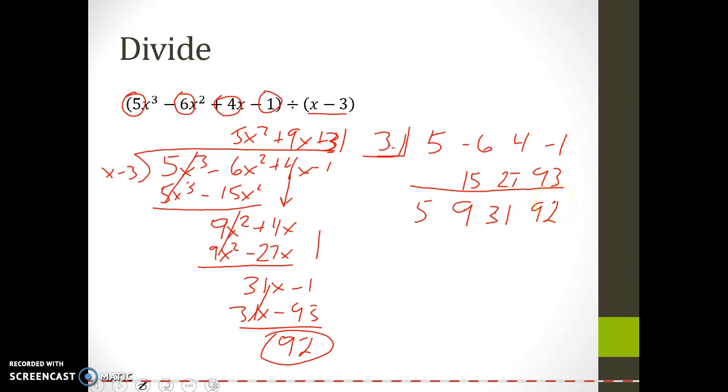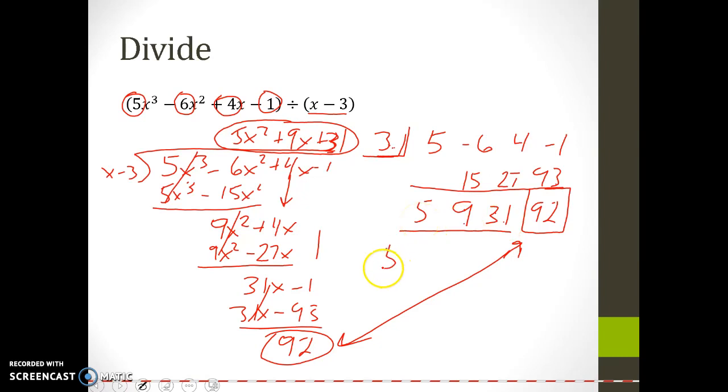If you use that process, the last number you get here is always your remainder. You can see that here. Those are the same. And then these three numbers here are the coefficients of these three terms. So I have my constant term, my linear term, my quadratic term. My final answer, if I divide, is going to be 5x squared plus 9x plus 31, remainder 92. And that's the exact same thing that I did here when I used long division.